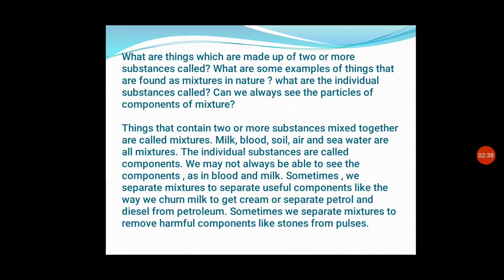What are the things which are made up of two or more substances called? What are some examples of things that are found as mixtures in nature? What are the individual substances called? Can we always see the particles or components of a mixture? Things that contain two or more substances mixed together are called mixtures. Milk, blood, soil, air, and seawater are all mixtures. The individual substances are called components. We may not always be able to see the components, as in blood and milk.